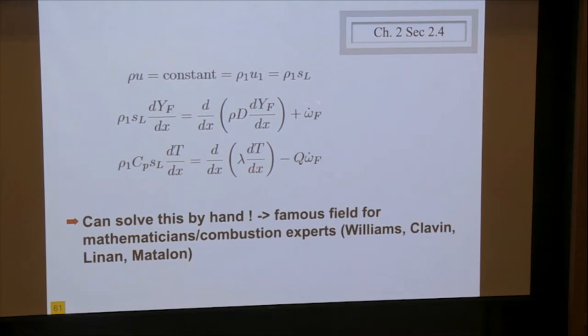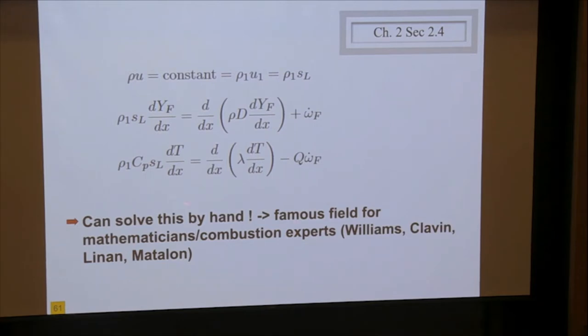Here, you see that you have the fuel consumption. This number is negative. Fuel is consumed, obviously. And here, you have minus Q multiplied by omega dot F. That's the heat release. Q is the heat release when 1 kilogram of fuel burns. So this number is, of course, positive, and omega dot F is negative. This is the number which must be of the order of 10 to the power 9 or 10.